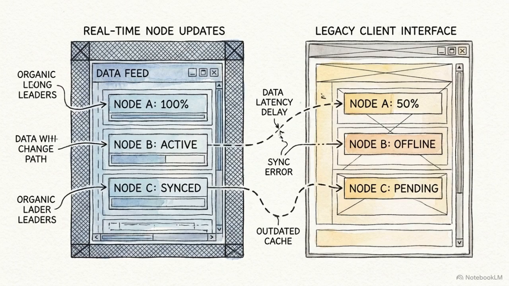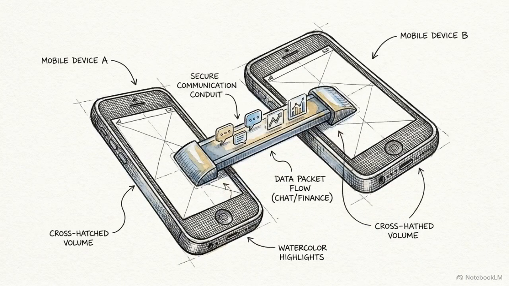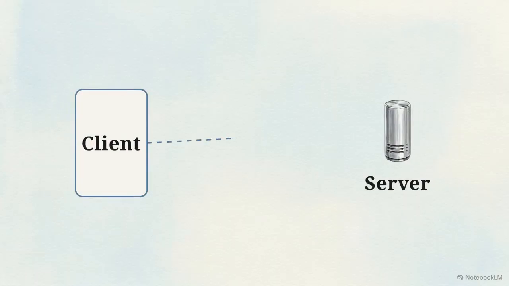While GraphQL optimizes what data is pulled, it does not address the timing of those data changes in real time. Modern applications often require bidirectional communication for live data streams or instant messaging. Standard HTTP polling is inefficient here. The client must constantly ask the server if there are updates, creating a repetitive loop of overhead.